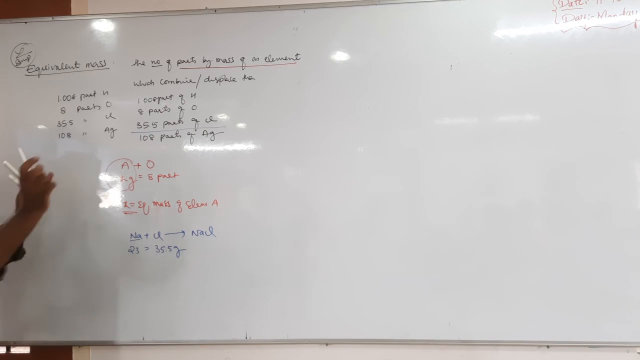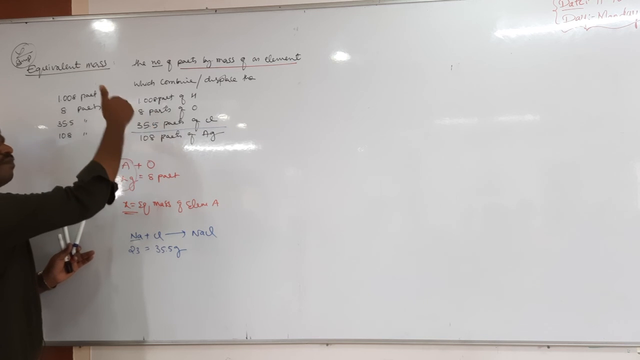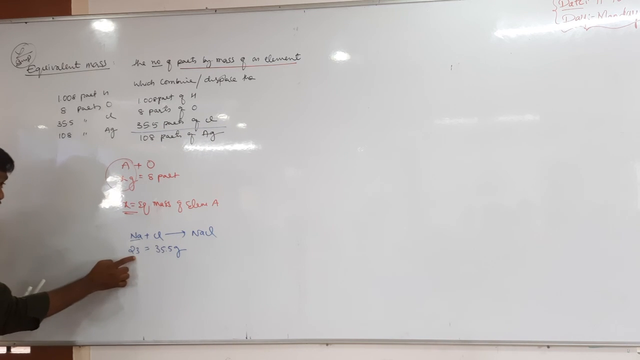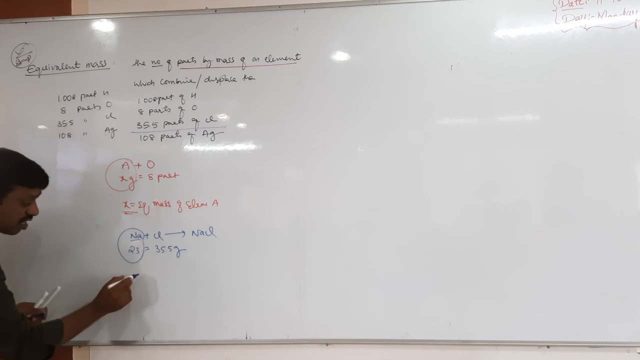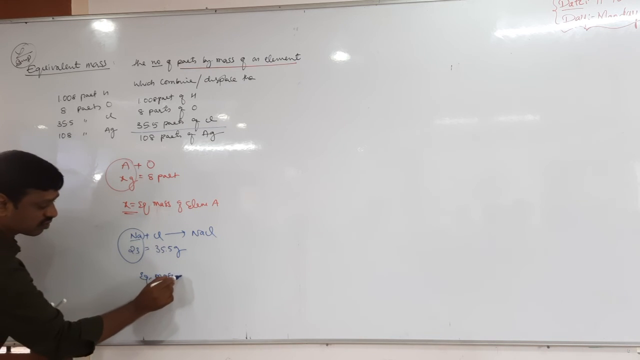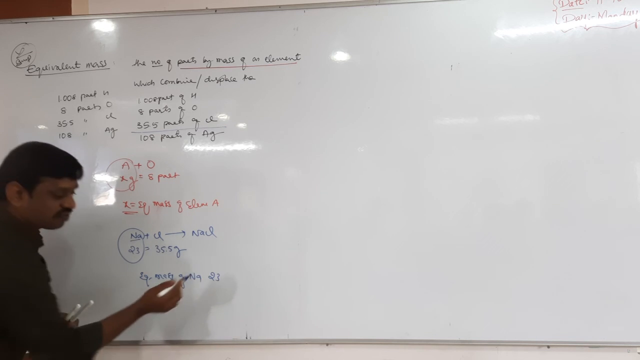It means 35.5 grams of chlorine is combining with how many parts of sodium? 23. Therefore, 23 grams of sodium is nothing but the equivalent mass of sodium. Equivalent mass of sodium is 23.